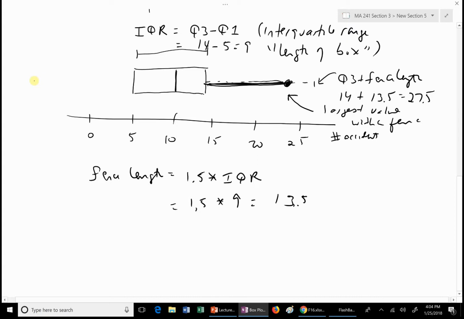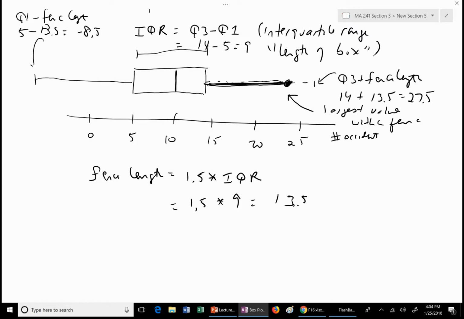Okay, so let's look on the other side. So here I'm at 5, right? So if I go one fence length below, this value ends up being Q1 minus the fence length, which is 5 minus 13.5, which is minus 8.5. So this is the lower fence value. Okay?